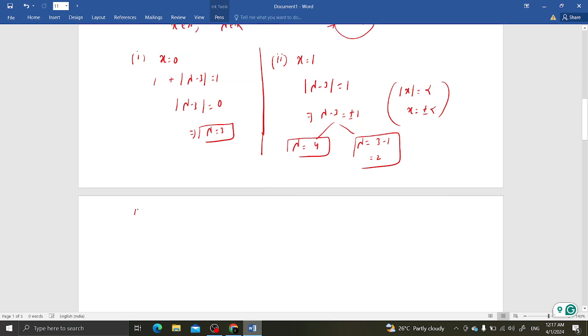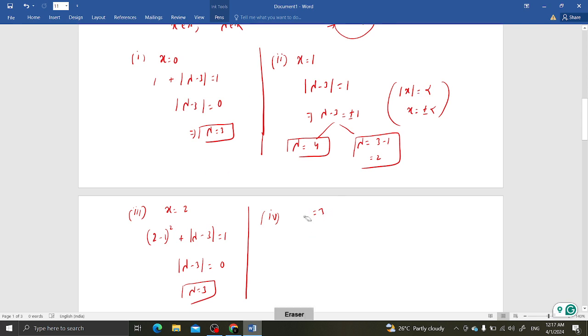Now the third case is, if I put x equal to 2, then 2 minus 1 whole square plus mod of lambda minus 3 equals 1, and we observe that this case is the same as the first case, that is, the lambda value is the same. So we get lambda equals 3 again. Now the fourth case, I'll increase the values 0, 1, 2, 3. Hit and trial I'm doing here.